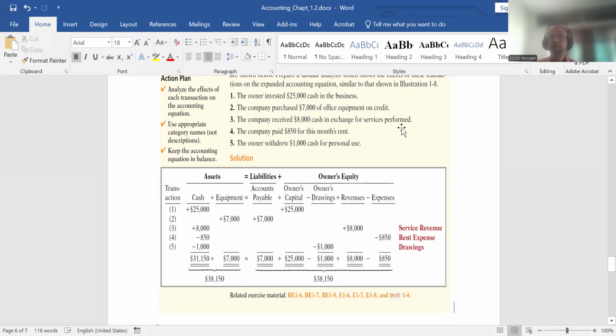Number 3, the company received 8,000 cash in exchange for service performed. The company provided service and received cash. So what is happening here? Cash is increased by 8,000. Here we look at 3, plus 8,000. And on the other side, it is a revenue.